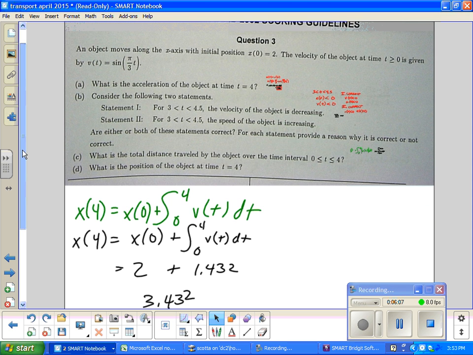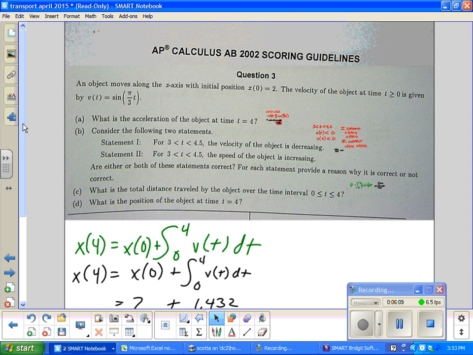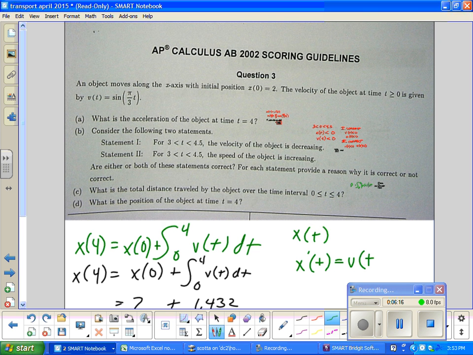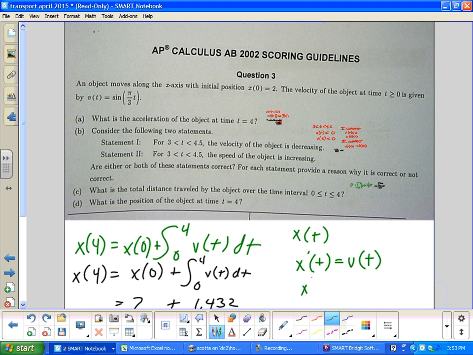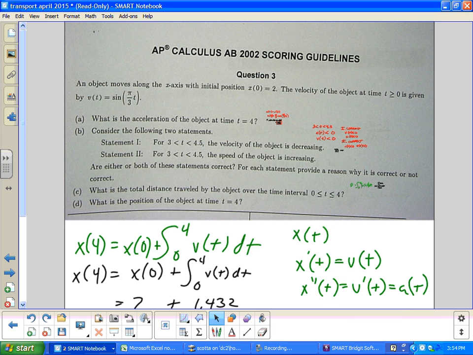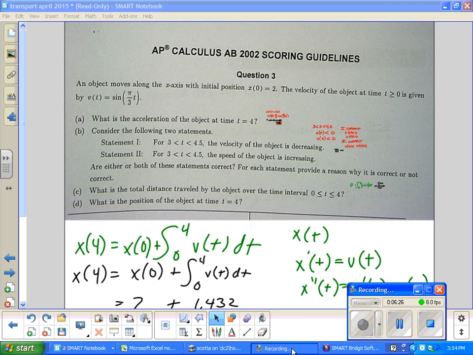Pretty easy problem, moving a particle along the line. Again, it's critically important to realize that the derivative of position is velocity, and the double derivative of position, the single derivative of velocity, is the acceleration. Keep practicing. AP's a coming.